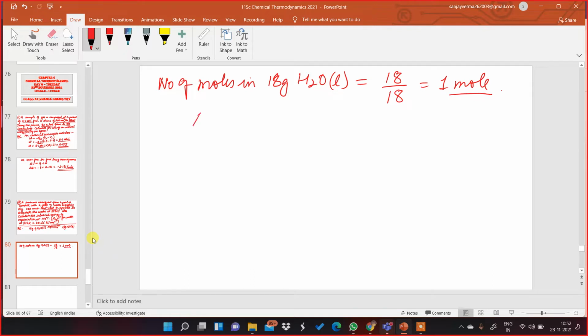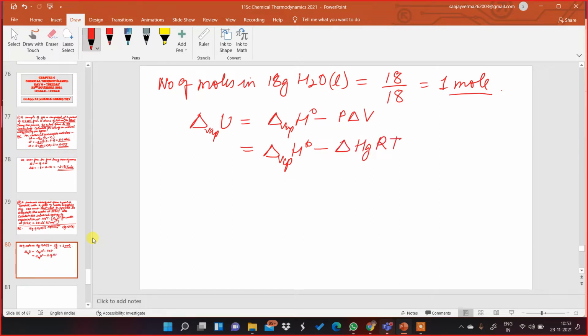Then we apply the formula for internal energy, delta U vaporization, is equal to delta H, which is given, minus the pressure volume work, P delta V. Or we can write delta H naught vaporization minus P delta V. Delta V is converted into delta n gas RT, assuming that steam is an ideal gas. So if you assume the steam to be an ideal gas, then P delta V becomes nRT.